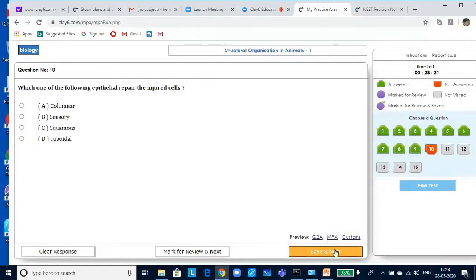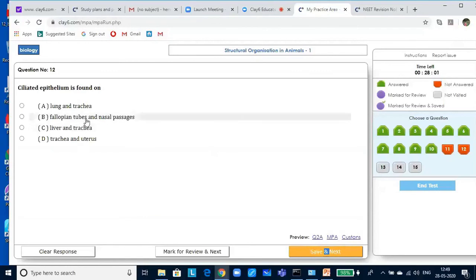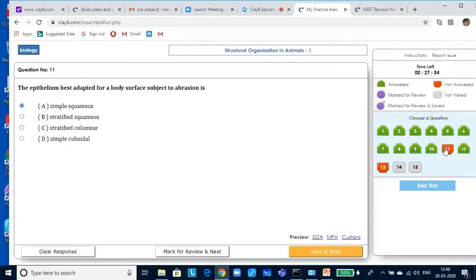Which one of the following epithelial cells repair the injured cells? So columnar cells. Ciliated epithelium is found on the fallopian tubes and nasal passages. I think I have left the 11th one. The epithelium best adapted for body surface subject to abrasion is stratified squamous epithelium.